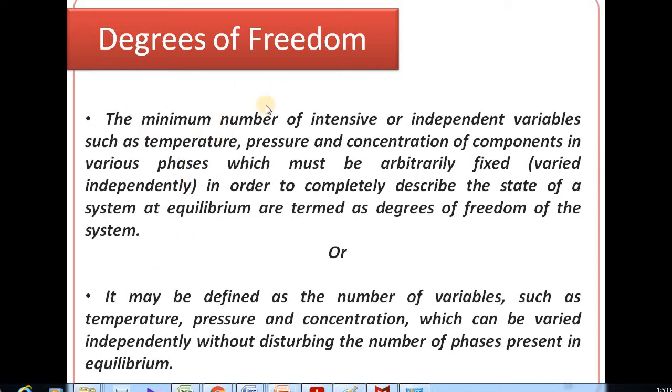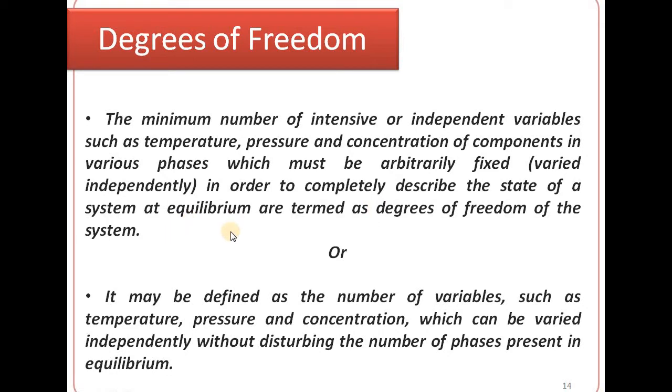First one is, it is the minimum number of independent variables such as temperature, pressure and concentration of components in various phases which must be varied independently in order to completely describe the given state of a system at equilibrium. So what we can say, degrees of freedom is the minimum number of variables out of temperature, pressure and concentration, which can be varied independently in order to completely describe the state of a given system at equilibrium. That will be known as degrees of freedom of the system.